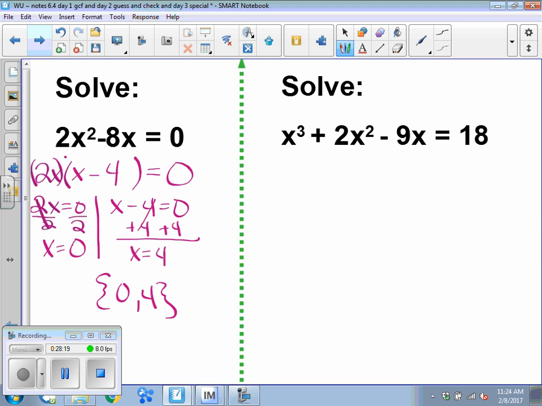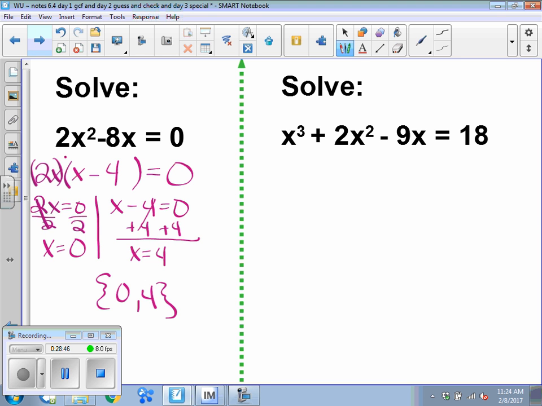And I knew that I was going to have two answers. How did I know that? By the squared term. Your highest power of x tells you how many solutions that you'll have. How many solutions am I going to have in the second one? 3. I'm going to have 3 solutions in the second one. Check for your greatest common factor. What's my greatest common factor?